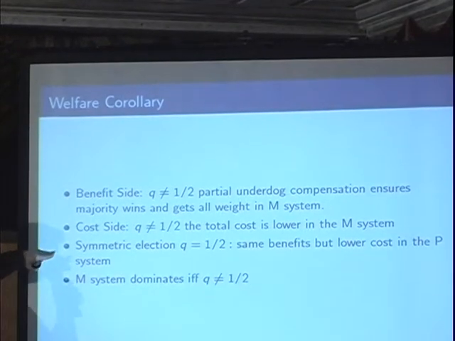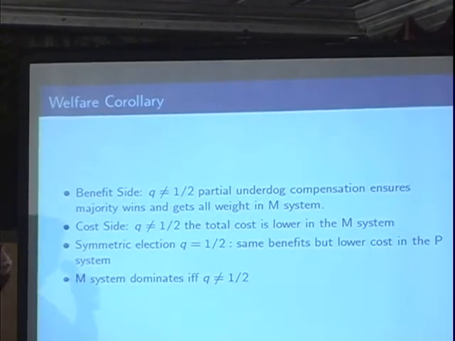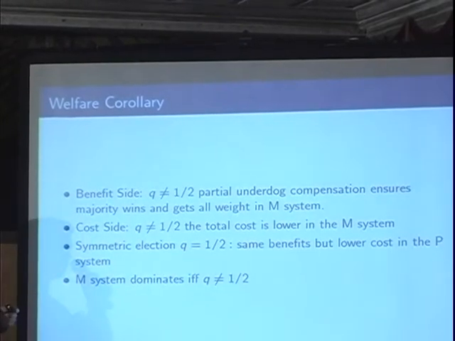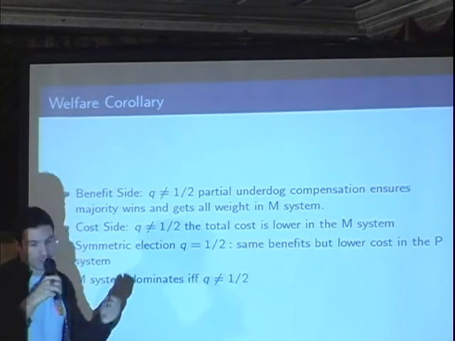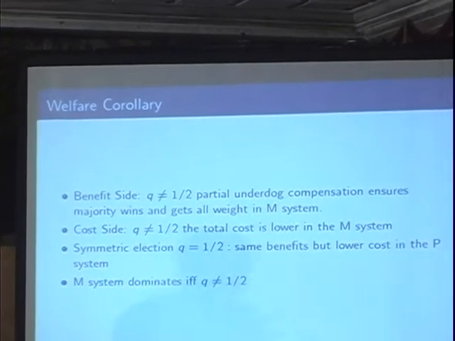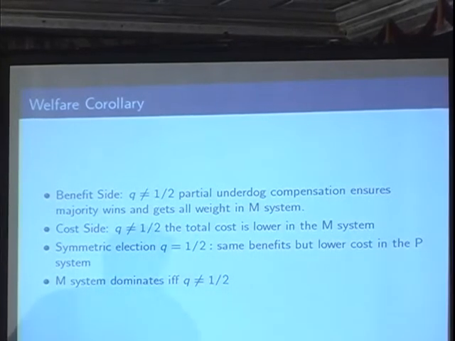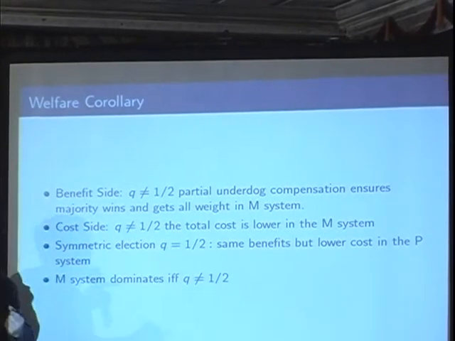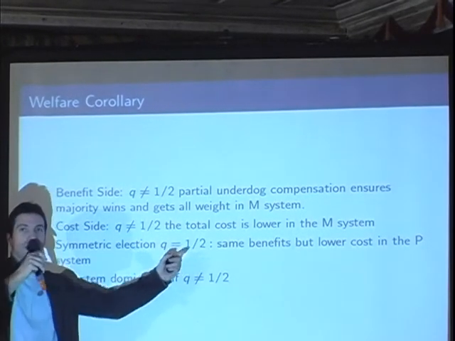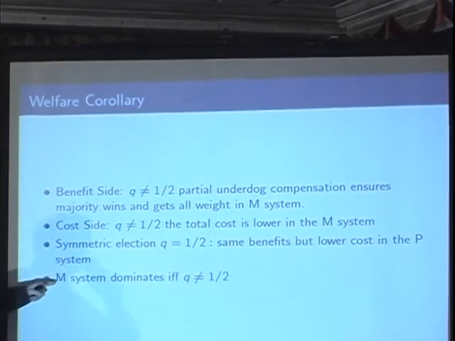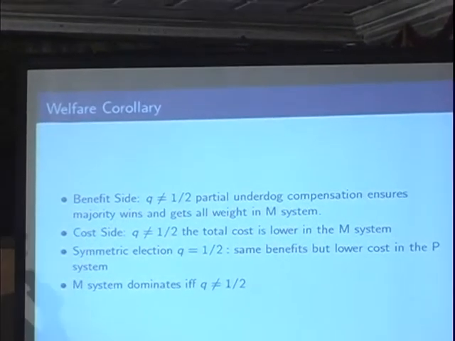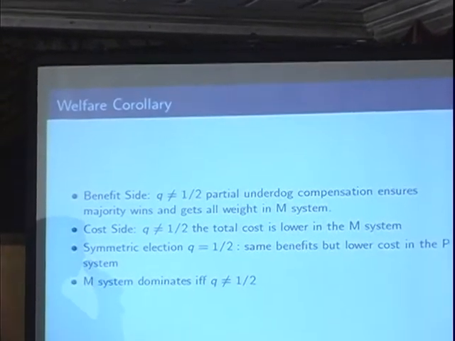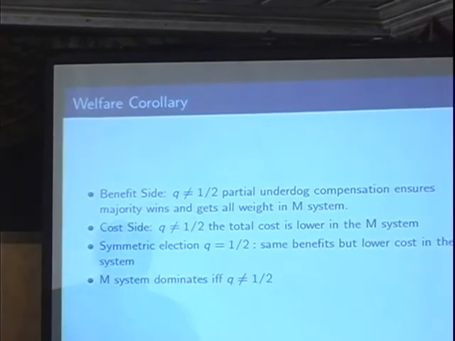Whereas in the symmetric system, when you have an ex ante even election, then the benefits are the same in the majority and power sharing systems, because in majority one party will get all the power with 50% chance. In power sharing, both parties will get half of the power, so we will get the same benefit of one. But the cost is lower in the PR system because it has lower turnout. So basically, the majority system dominates if and only if the election is close.